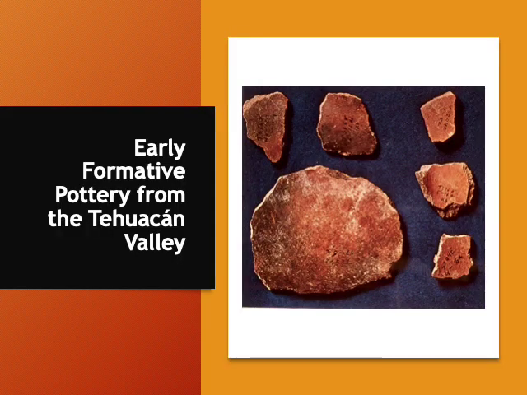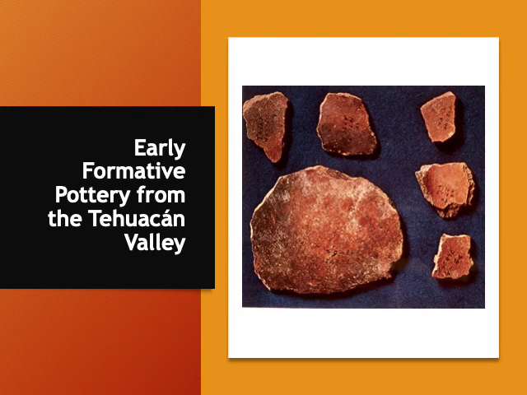As I mentioned earlier, one of the key distinguishing features of the early formative is that people start to use pottery. Pottery tends to be associated with more sedentary occupations, people living in one place. It tends to be associated with more agricultural peoples who are relying more on domesticates such as maize and beans and squash. And this is something that we use to identify the beginning of the early formative period.